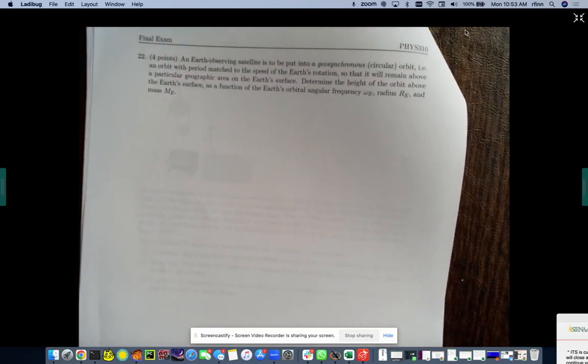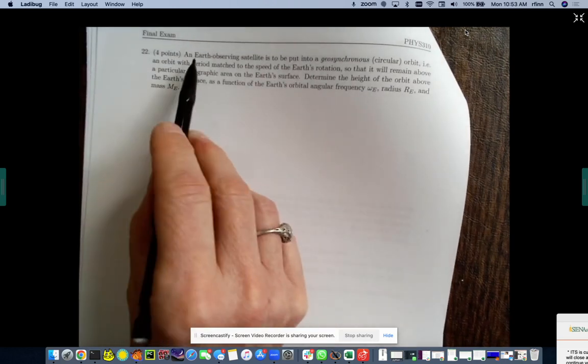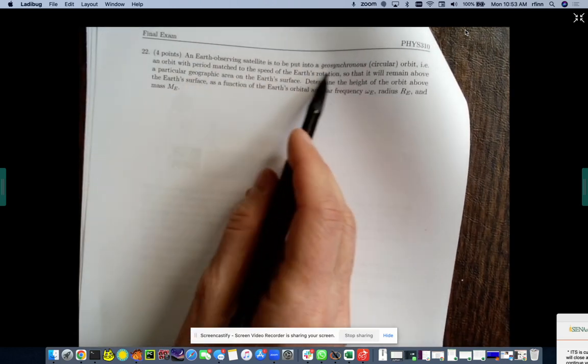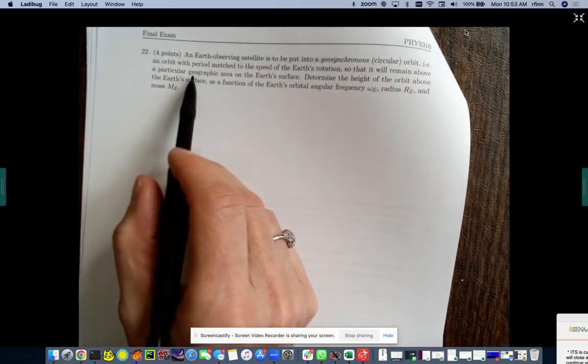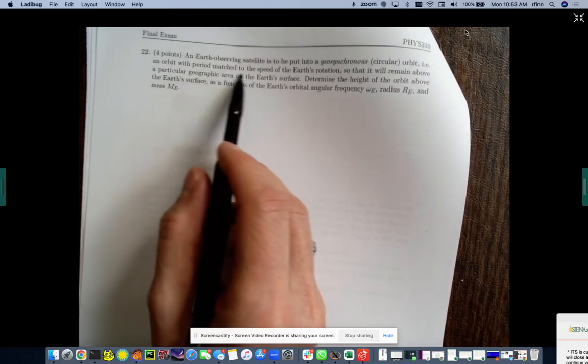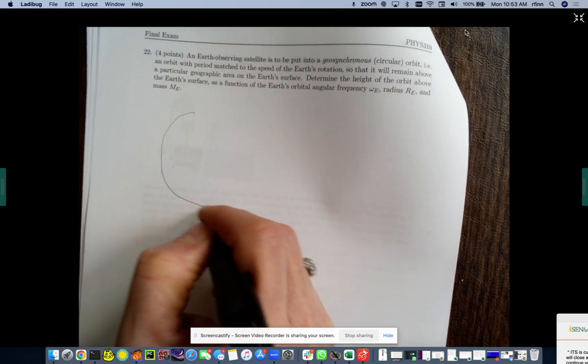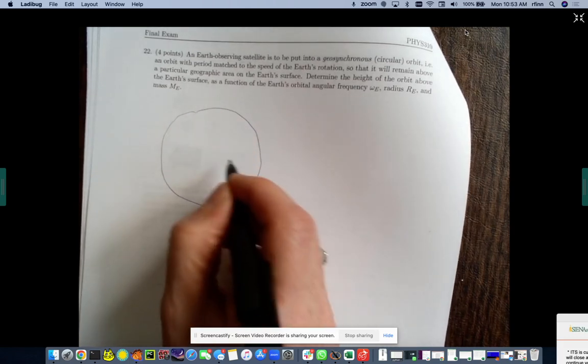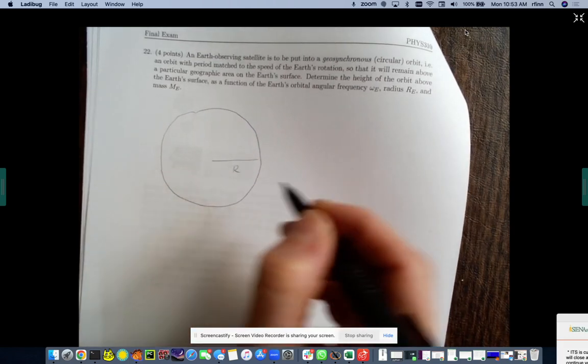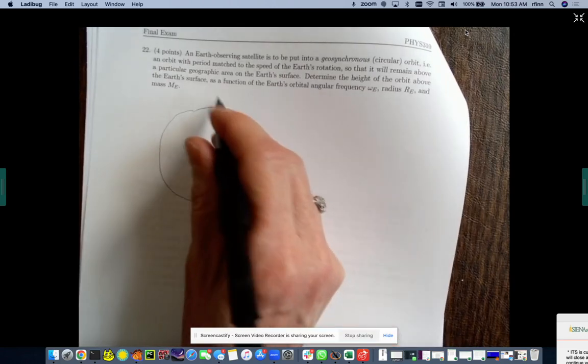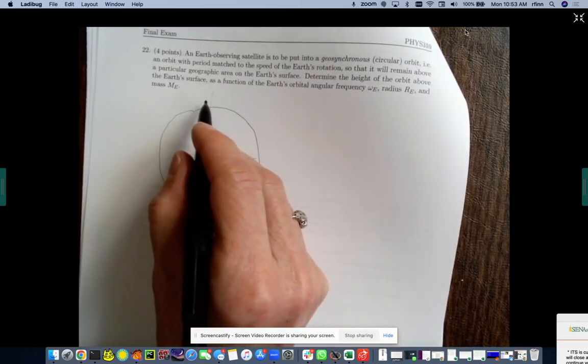Okay, so I want to just work through the solution for the geosynchronous satellite. So we have an Earth observing satellite. It's put in geosynchronous orbit, so it means that its orbit is matched to the period of the Earth. And so what that means in practice, right, is that if we have the Earth here with its radius, and let's say that's our North and South Pole, and the Earth is spinning.